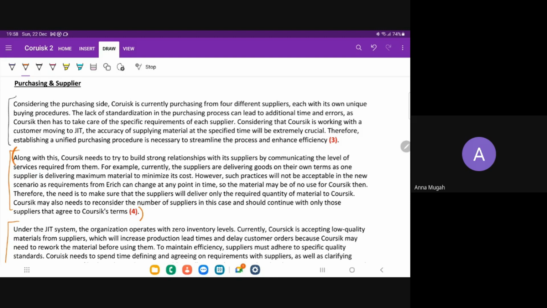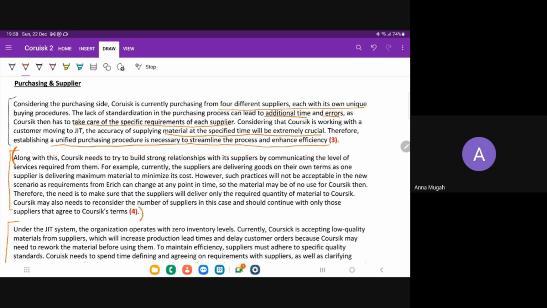I'm just reading one paragraph, and then I will send you its written version so you can also understand. Considering the purchasing side, Corsair is currently purchasing from 4 different suppliers, each with its unique buying procedures. The lack of standardization in the purchasing process can lead to additional time and errors, as Corsair then has to take care of the specific requirements of each supplier. I mean, we have to make sure what the supplier needs. Considering that Corsair is working with a customer moving to JIT, the accuracy of supplying material at a specified time will be extremely crucial. Therefore, establishing a unified purchasing procedure is necessary to streamline the process and enhance its efficiency.